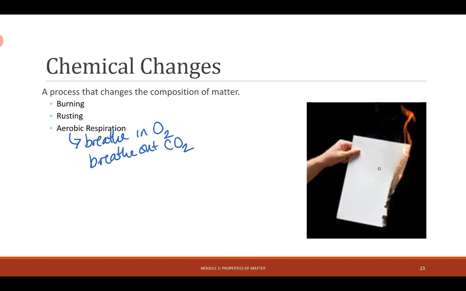When you burn paper, you produce CO2 and H2O, and this is cellulose, which is a polymer of glucose, which is C6H12O6.